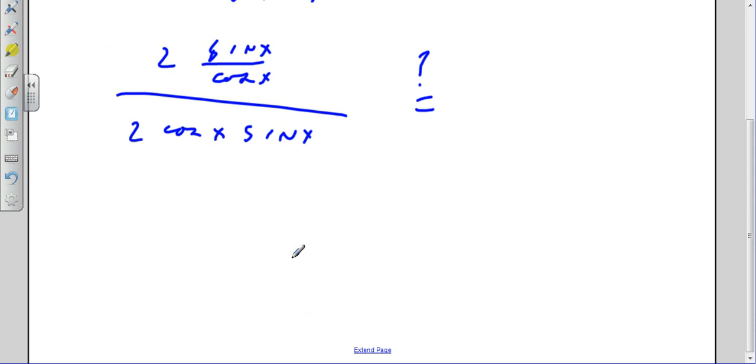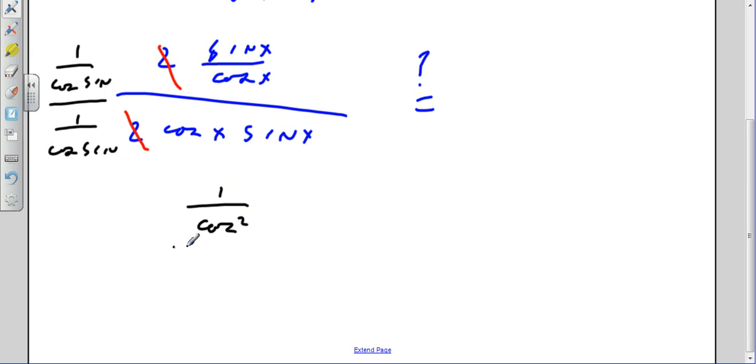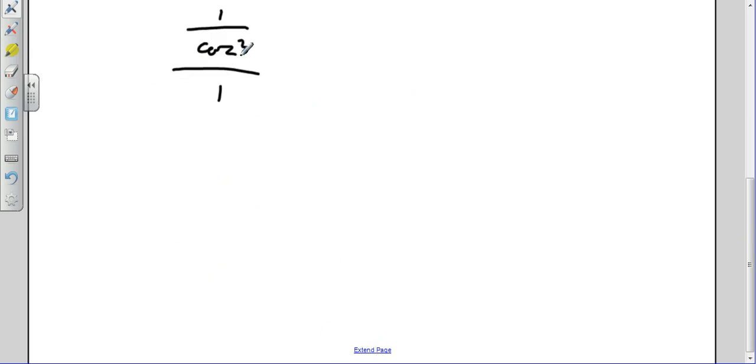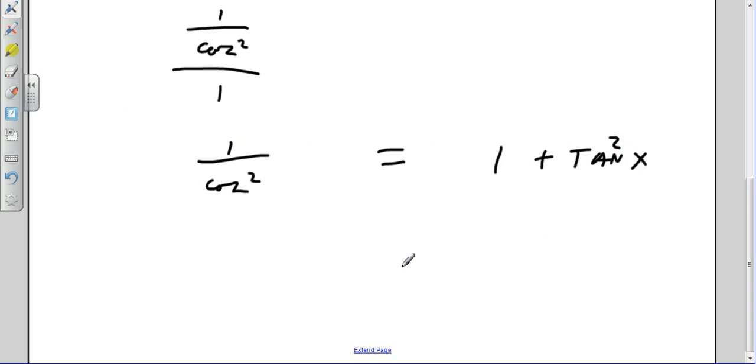And then we say, well, if I get rid of my 2's because they go away, so that's not a problem. And I get rid of a sine, a cosine. No, I don't. I'm going to multiply top and bottom by 1 over cosine sine. And I'm going to have 1 over cosine squared divided by 1. Okay, so 1 over cosine squared is supposed to equal 1 plus tangent squared x. It is, huh?